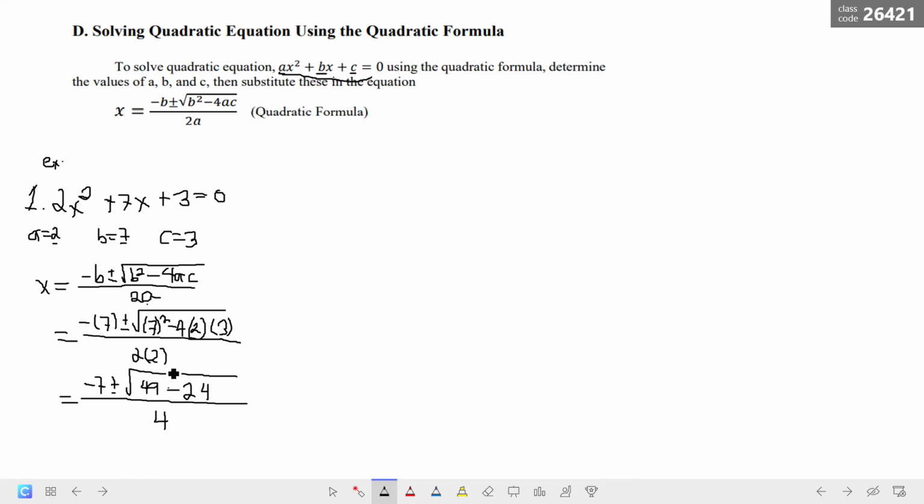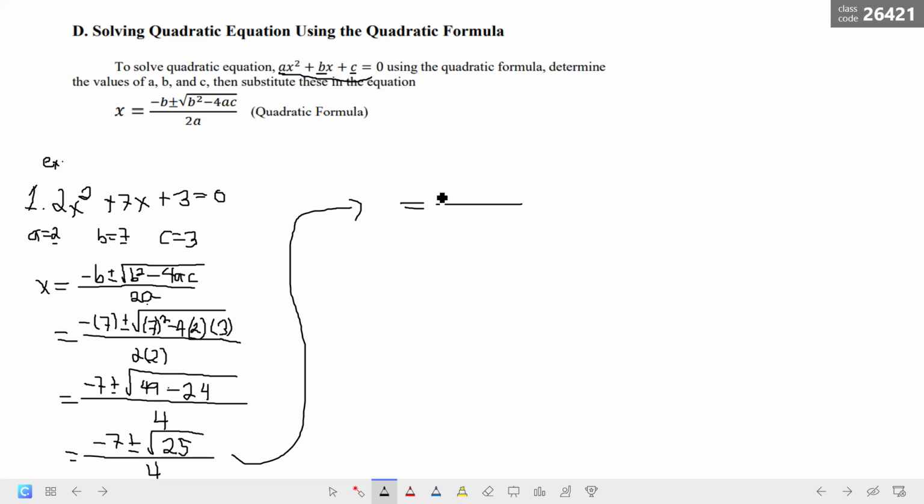Alright, so we can still simplify what is inside the radical. So we will simplify it first. So negative 7 plus minus square root of, okay, 49 minus 24, that is 25. Okay, and then 4. Okay, so let us just write here. I-write lang natin dito para ituloy yung ating solution. So I will just copy it. Negative 7 plus minus square root of, copy ko lang muna, 25.